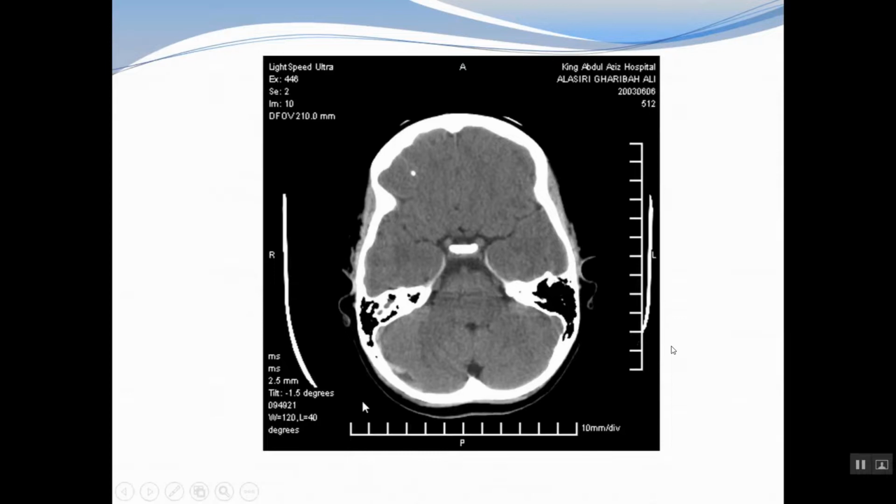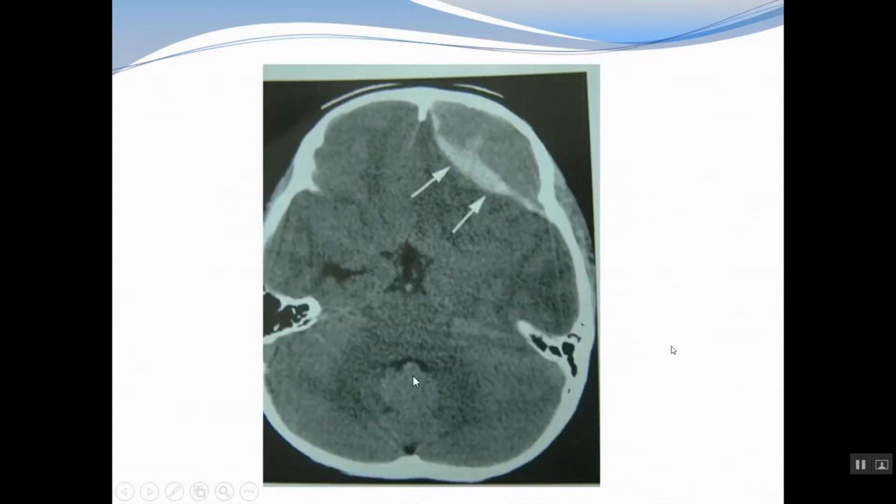Here there is another small right occipital extradural hematoma with hyperdense and hypodense components. This is mixed, with an old and a recent component. This is a large left frontal extradural hematoma. It is biconvex. There are hyperdense and hypodense areas.